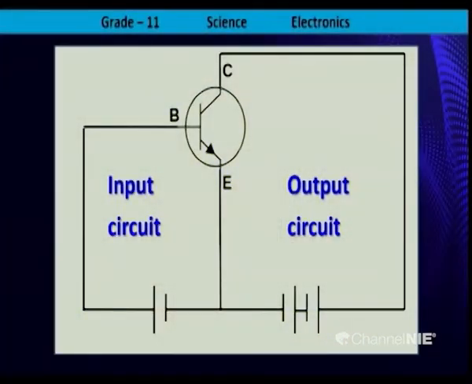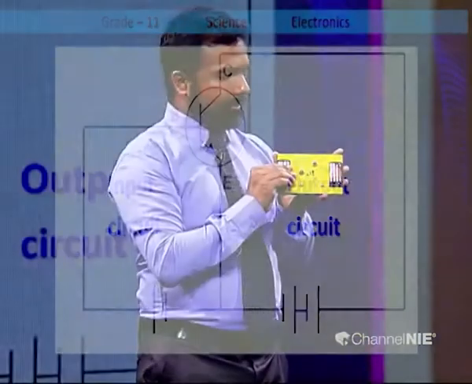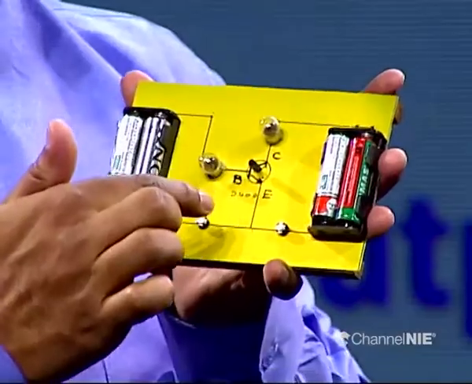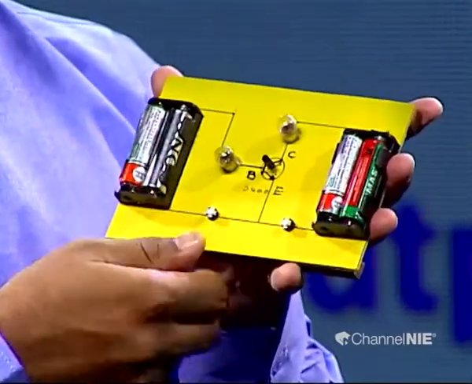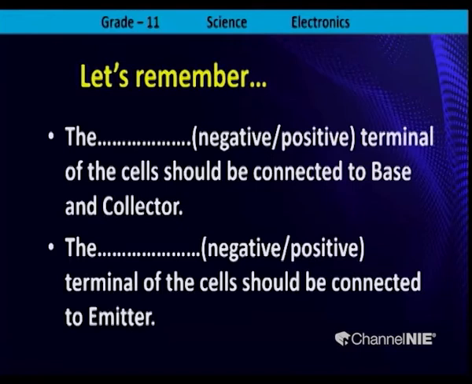Right. Now, here, as you can see, this is the input circuit of the transistor. This is the output circuit of the transistor. Before moving to the next part, I am going to ask you some questions to remember the things that you learned so far. Let's remember, these are simple questions.